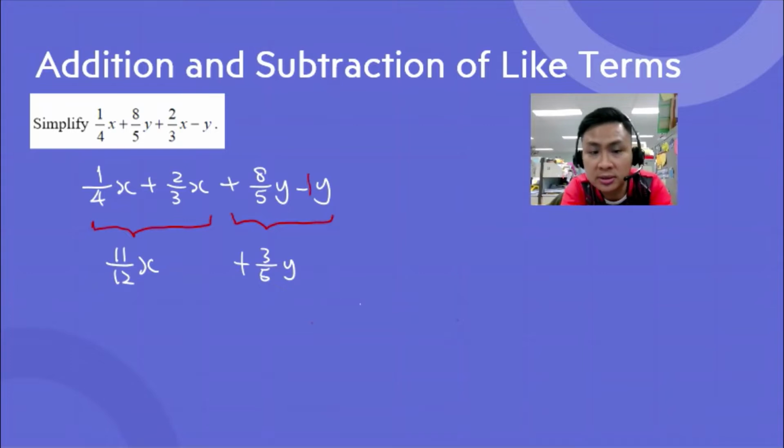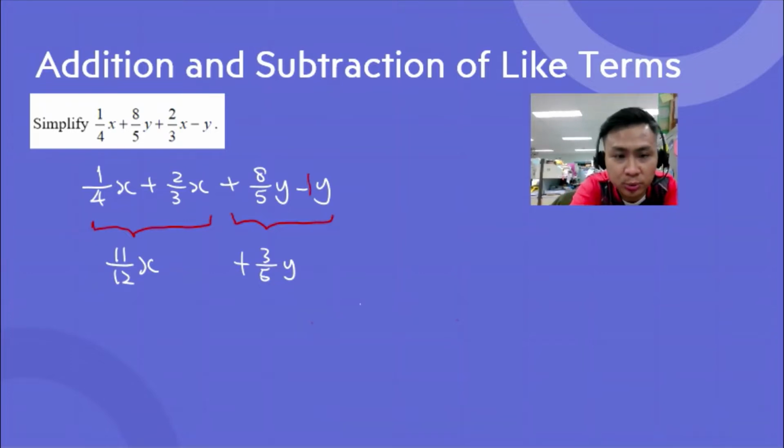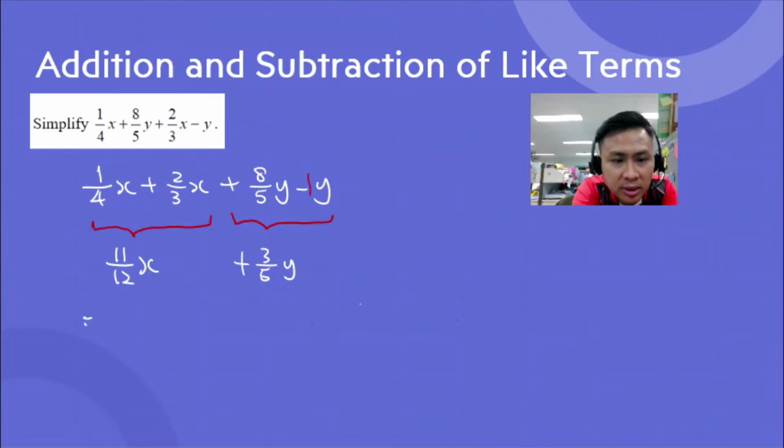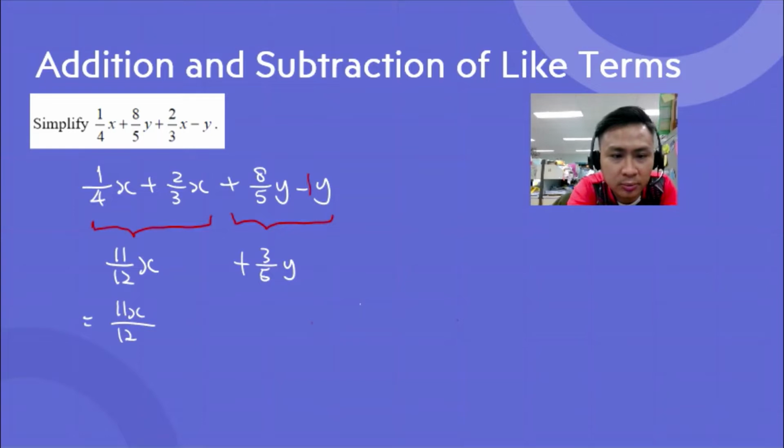So under those instances, how do we do? Then you can proceed like this. 11x over 12 is the same as 11x over 12, because x is the same as x over 1. So when we rearrange the fraction, it will be written as 11x on the numerator and 12 at the denominator. Same thing for our 3 over 5y, it will become 3y over 5.